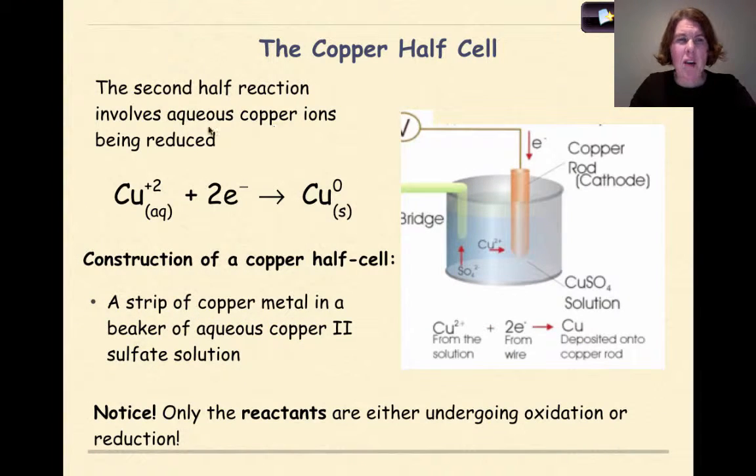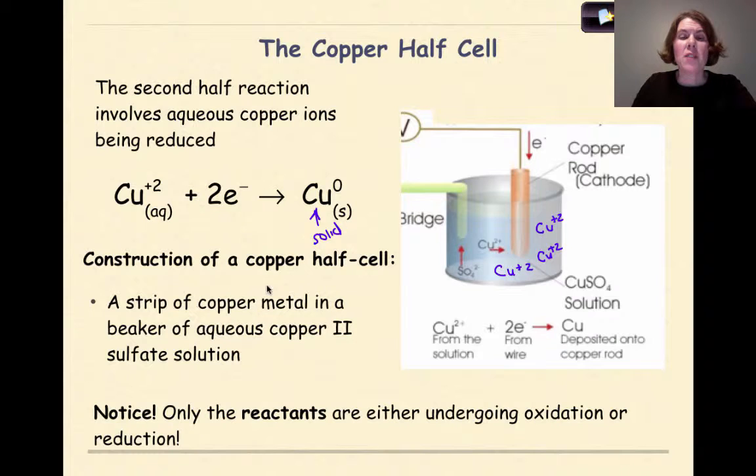In the copper half cell, this is going to involve aqueous copper ions being reduced because remember, in this half cell, we have copper 2 sulfate solution, which means there is a bunch of Cu+2 ions hanging out in here, floating around. So these Cu+2 ions will pick up 2 electrons and become solid copper metal. So this is solid. That's what the little s represents, solid metal.